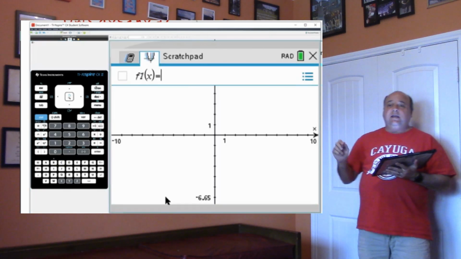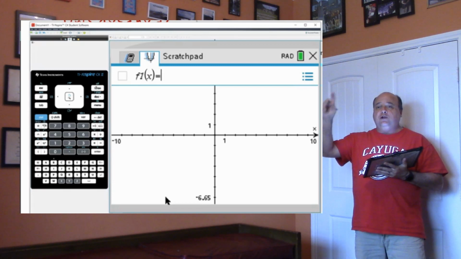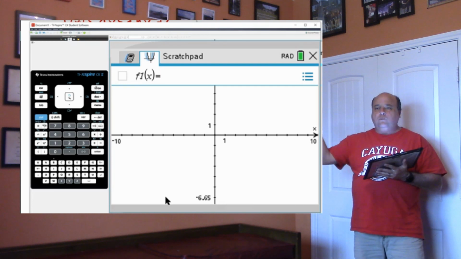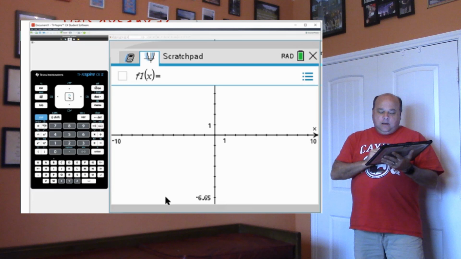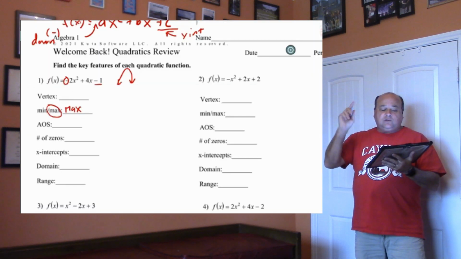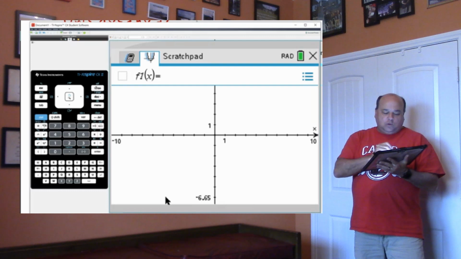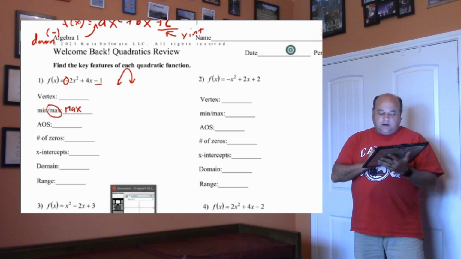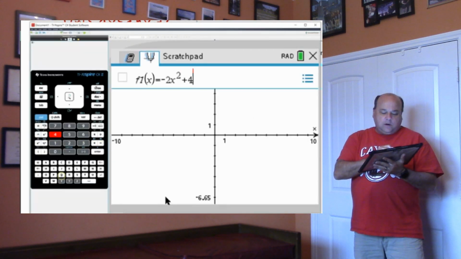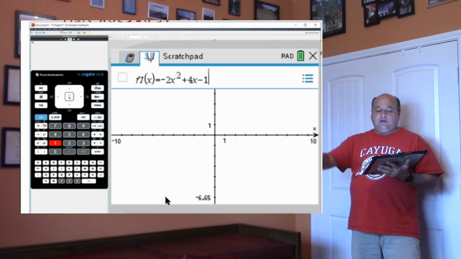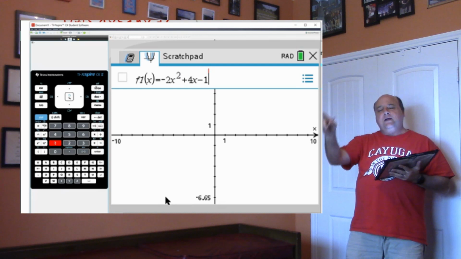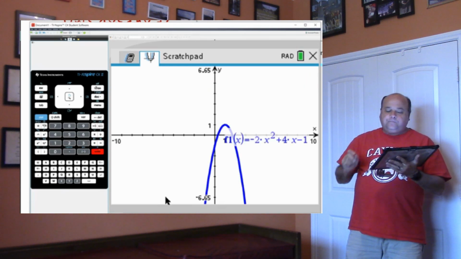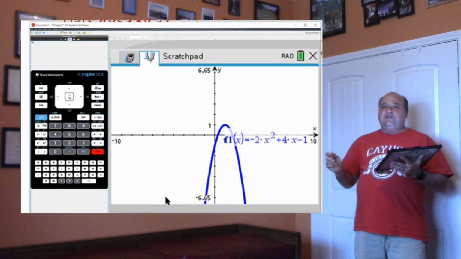Now then, my graph already has the f1(x) there. If it doesn't, you have to hit menu, graphs, which is 3, and then function, which is 1. Menu 3, 1 will put up this f1(x) equals. Let me look at it again: -2x squared plus 4x minus 1. So we're going to punch in -2x squared plus 4x minus 1. This graph's going to open down, and it's going to have a y-intercept at -1, won't it? So let's hit enter. The graph opens down, and it has a y-intercept at -1.